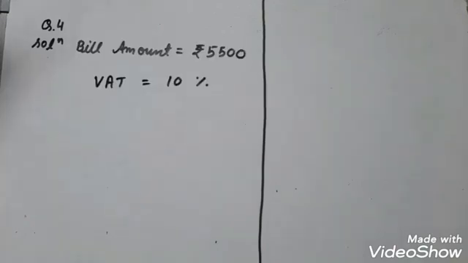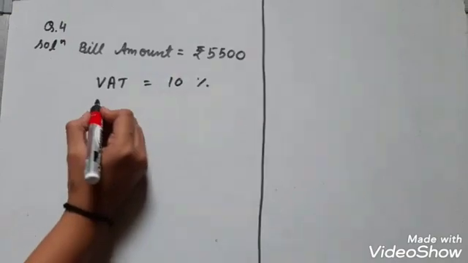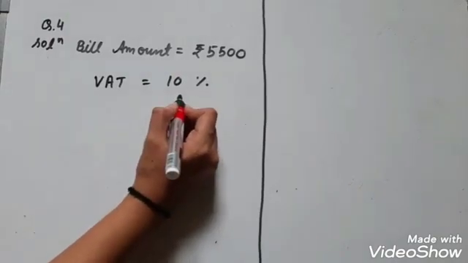Now question number 4, listen the question carefully. Man Singh bought a mixer for rupees 5,500. The price included a 10% VAT, value added tax. Find the original price of the mixer. Let's see the solution. He bought a mixer for rupees 5,500, means it is bill amount 5,500 and value added tax 10%.